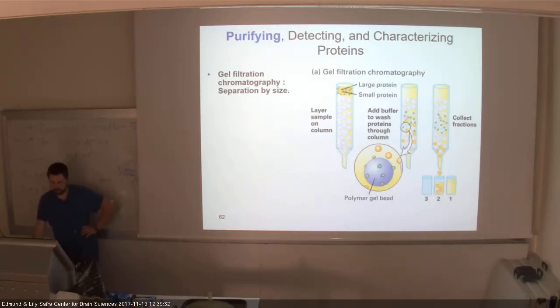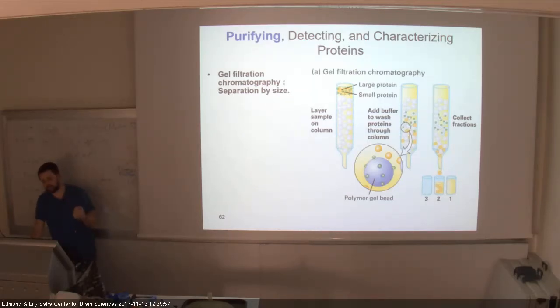For example, in this case, this is gel filtration by size. Okay, so you have this polymer gel bead that has small holes in it, and small proteins will fit inside these small holes, and large proteins will just wash through. So we load our samples over here, and we apply it, and we wash it with a buffer. And during this washing, it's like the opposite of what we saw before in the polyacrylamide gel.